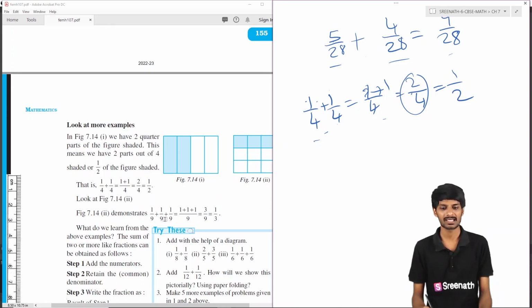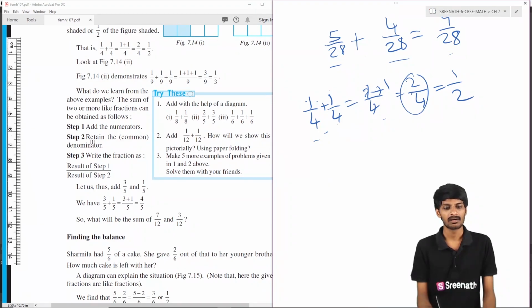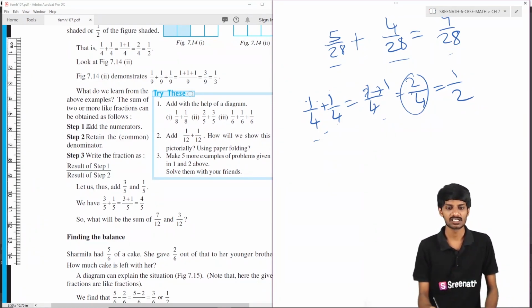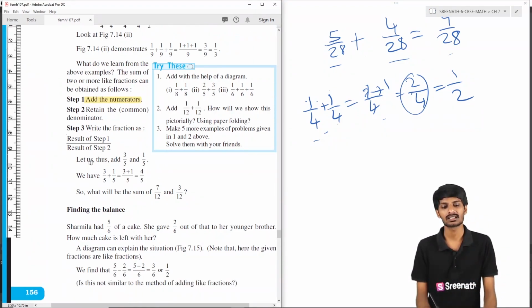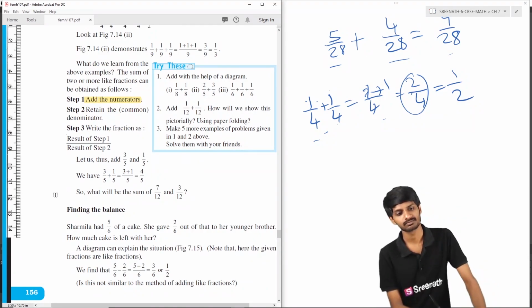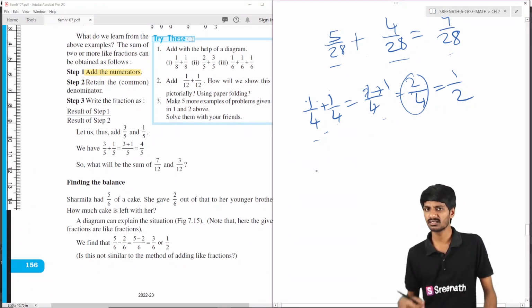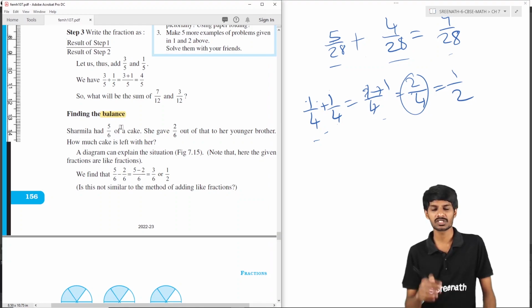This is also the same example. So what are the steps you have to follow? First thing: whenever they are like fractions, which means whenever the denominator is the same, just add the numerators. That is the case, and write the result over the same denominator. Okay, students, just add the numerators, the denominator is the same.